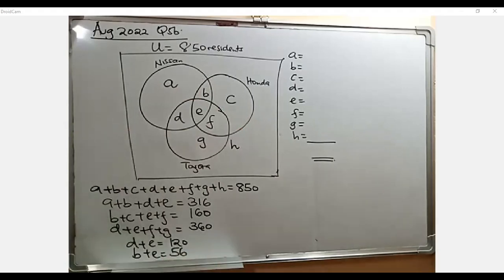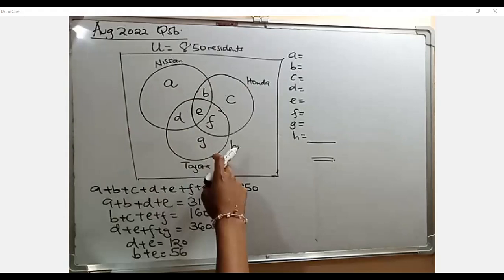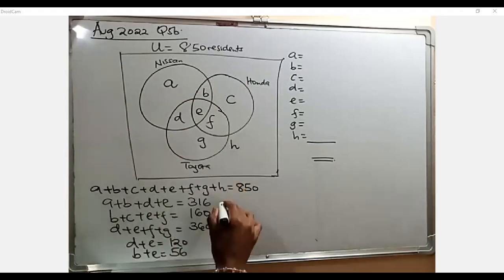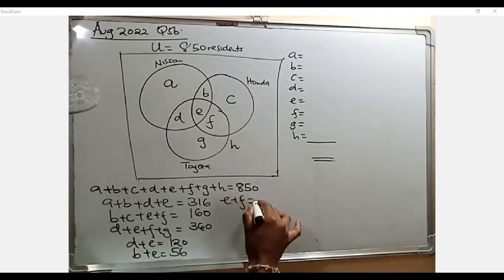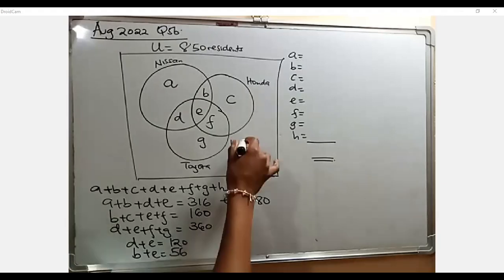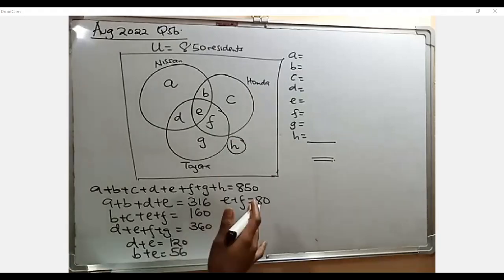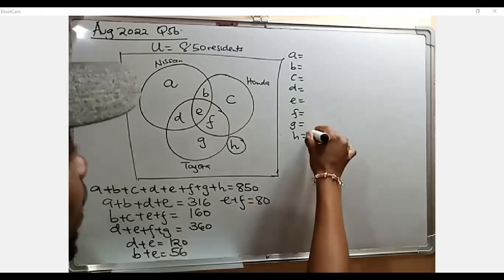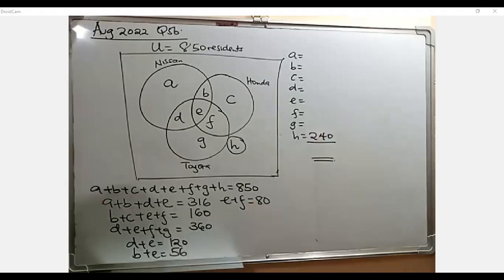Then we are told 80 residents own both Honda and Toyota. You see what they are sharing: it is E and F, so E plus F is equal to 80. Very good. Then the other one: 240 residents did not own any of the three brands of vehicles. It means the examiner has already given you H. H does not own any vehicle, and that is equivalent to 240.